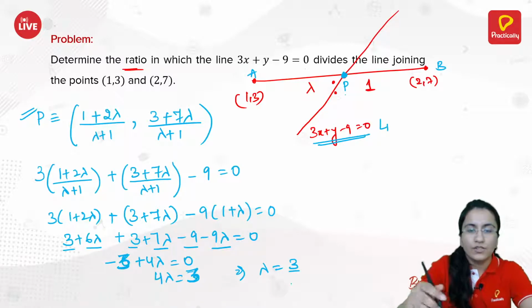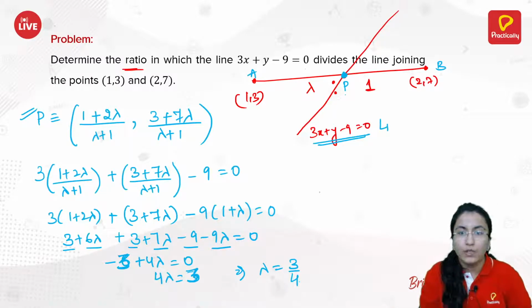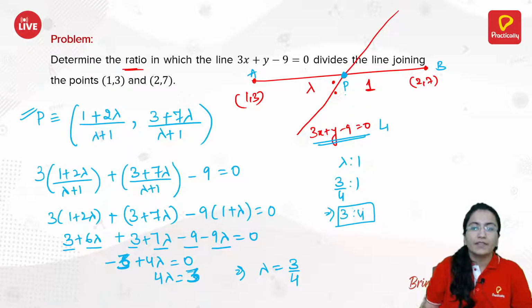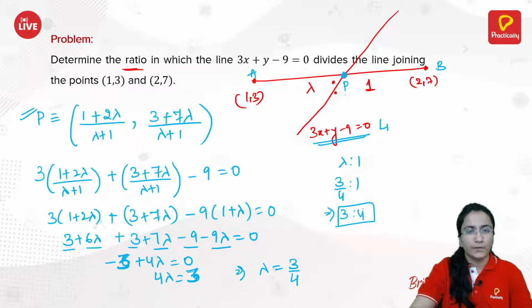You have the ratio 3 is to 3 by 4. So the ratio required was lambda is to 1, that is 3 by 4 is to 1. You can write this as 3 is to 4. That's it, right? So you have the ratio as 3 is to 4.